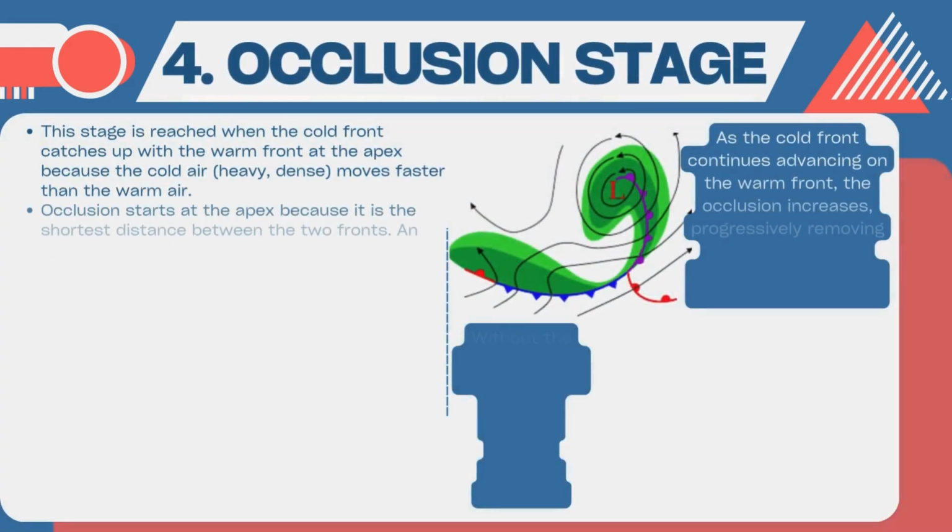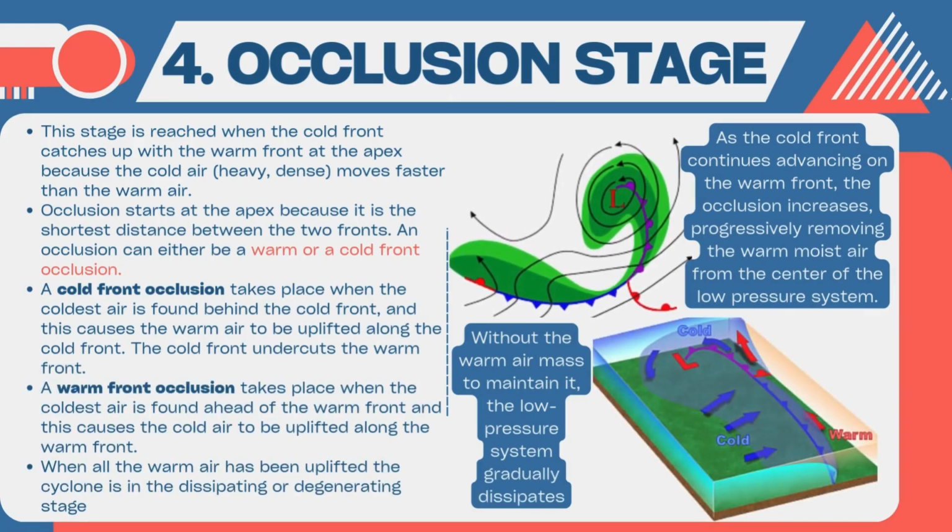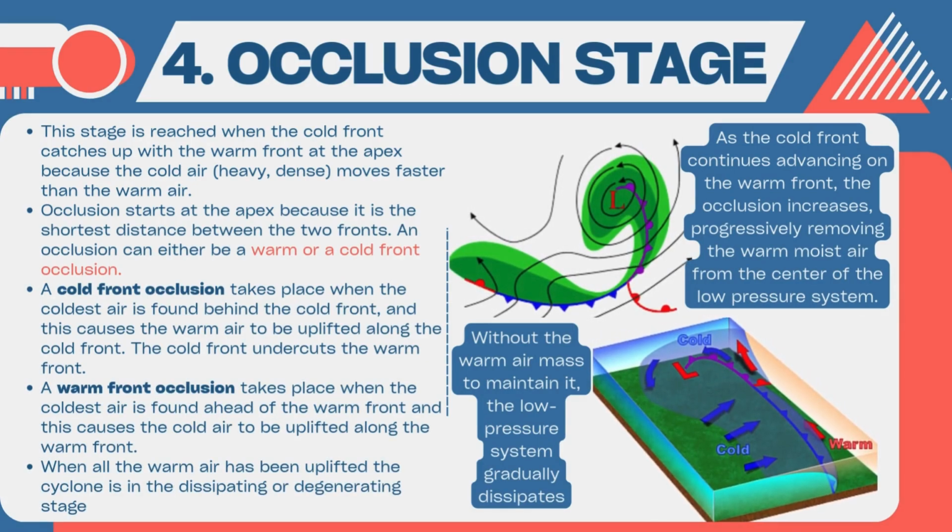Lastly, we have the occlusion stage. This stage is reached when the cold front catches up with the warm front at the apex, because the cold air is heavy and dense, so it moves faster than the warm air. Occlusion starts at the apex because it is the shortest distance between the two fronts.